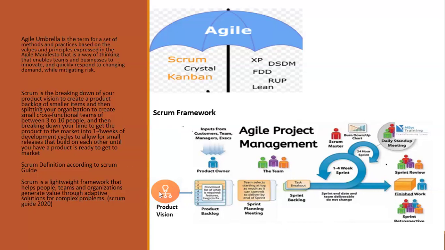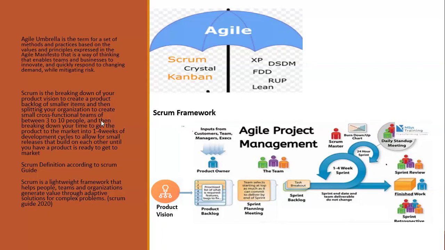So my definition covers everything here. I said that Scrum is the breaking down of your product vision to create a product backlog of smaller items, and then splitting your organization to create small cross-functional teams of between 3 to 10 people. Pause here, please: in any Scrum team, the minimum number you can have to start a Scrum project is 3, and the maximum is 10. The Scrum team is made up of the product owner, Scrum Master, and developers. I told some teams, whenever you have up to 3 people, you have the daily stand-up. Don't wait for everybody to join the meeting.